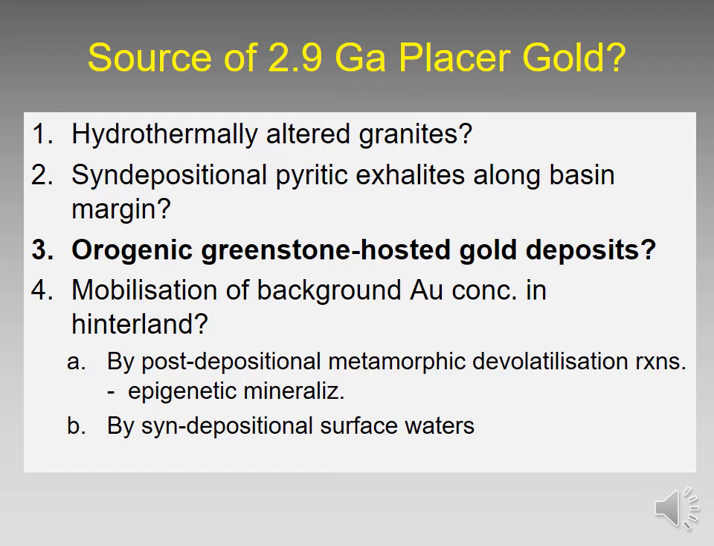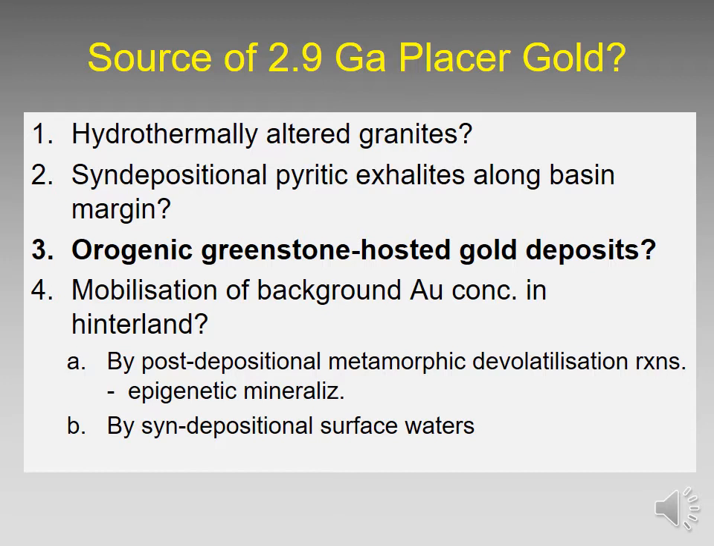Some people suggested syndepositional exhalites, pyrite-rich, sulfate-rich exhalites along the basin margin. Well, it's a good idea, but we don't have any direct evidence for these exhalites. And if we draw analogs to more modern examples, we would expect much more base metals, for instance. So the metal association also doesn't really fit into this exhalite model, for which we have no direct geological evidence whatsoever in the Witwatersrand.